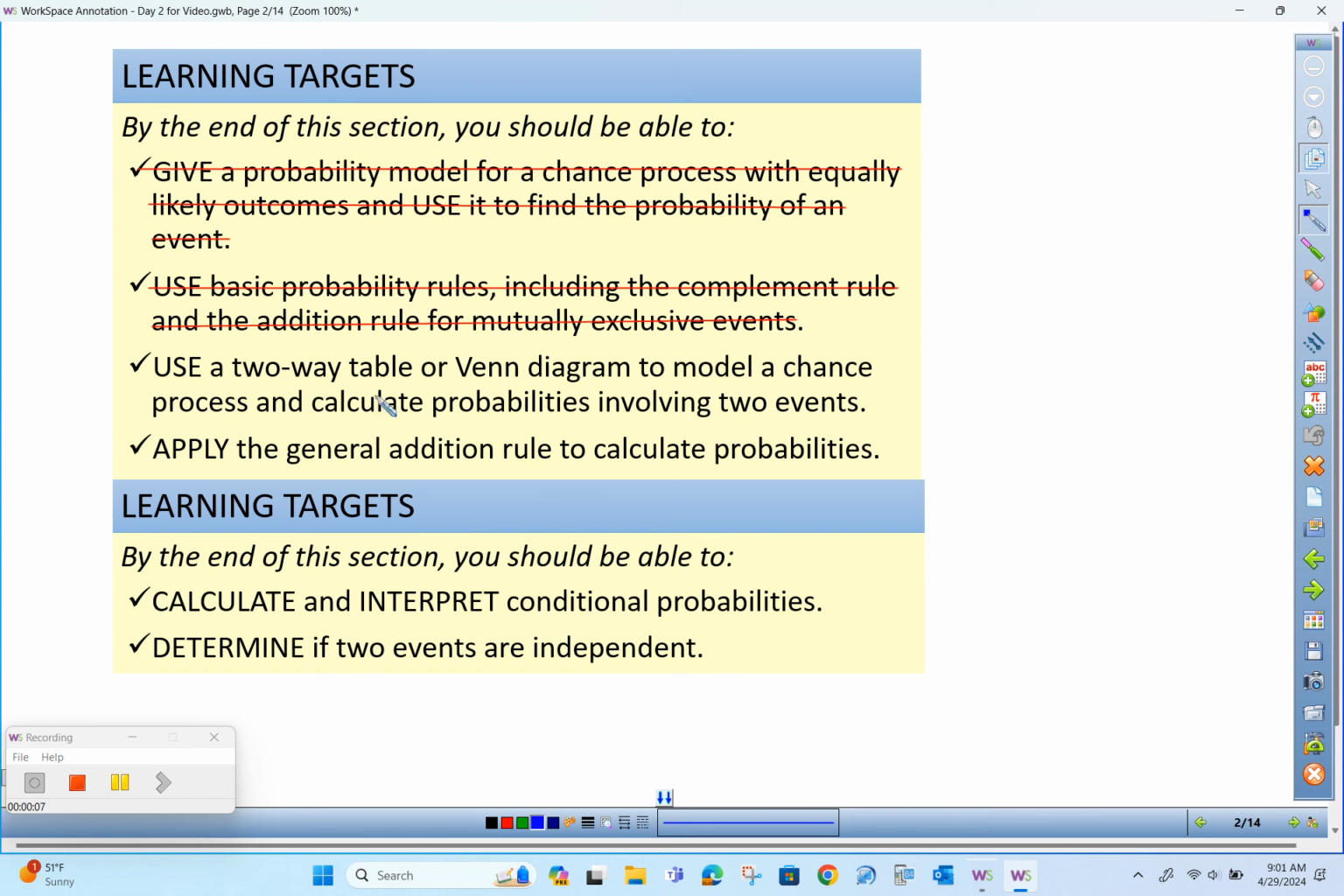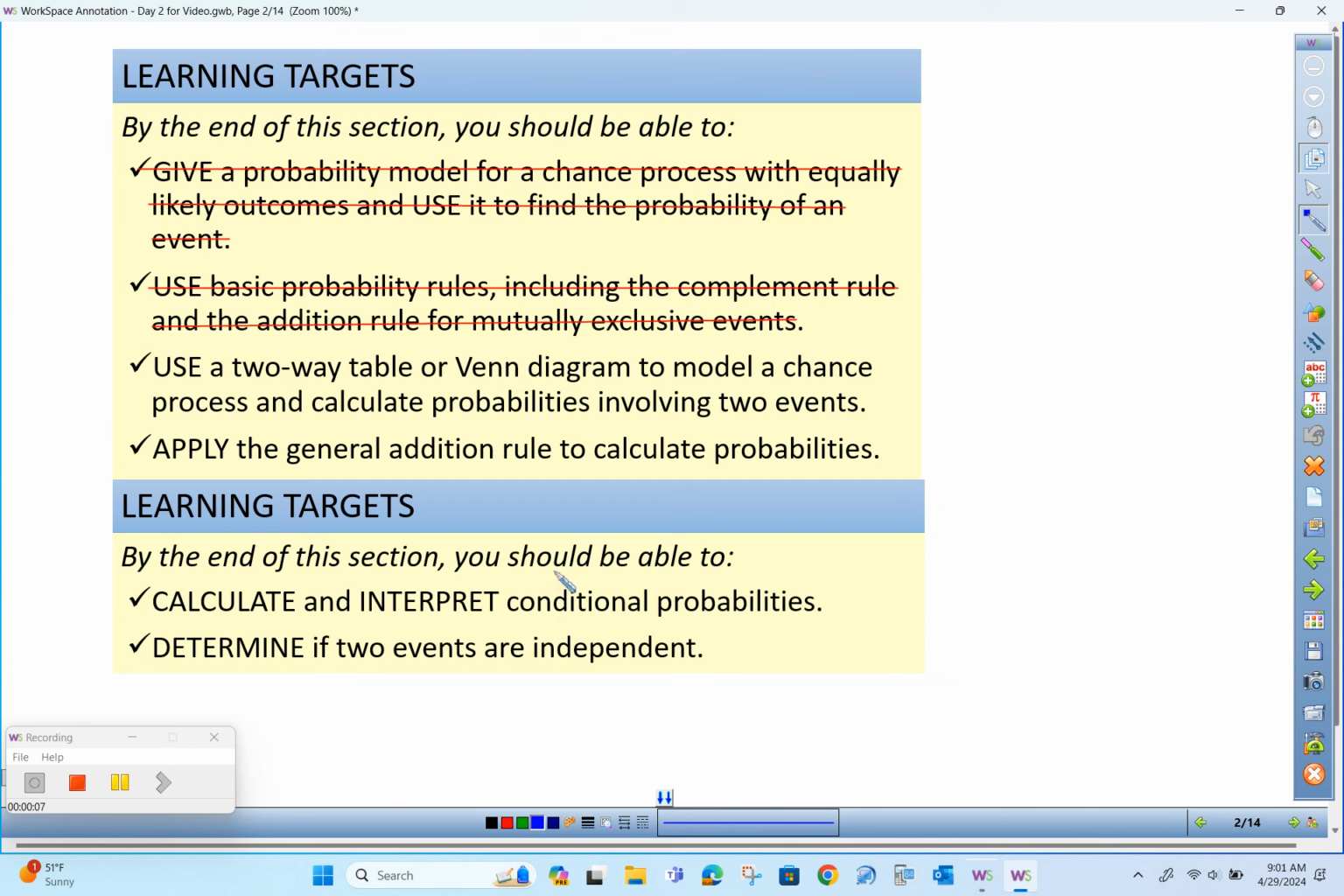We're going to use a two-way table or a Venn diagram to model a chance process versus just a regular table, and calculate probabilities involving two events based on that. We're going to do the general addition rule to calculate probabilities. Last time we did the addition rule for mutually exclusive events, and now we'll talk about events that are not mutually exclusive. And then we're also going to talk about calculating and interpreting conditional probabilities.